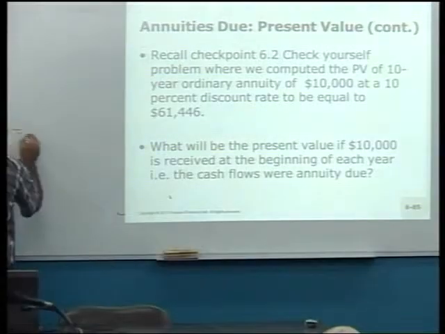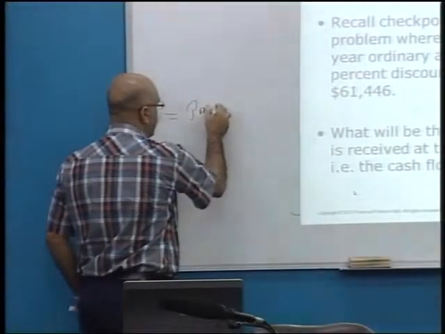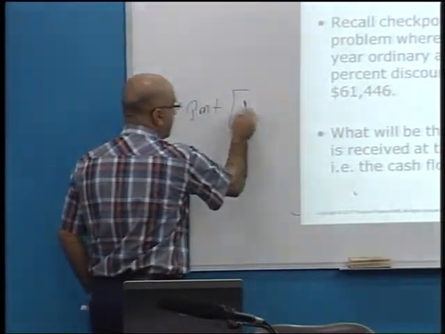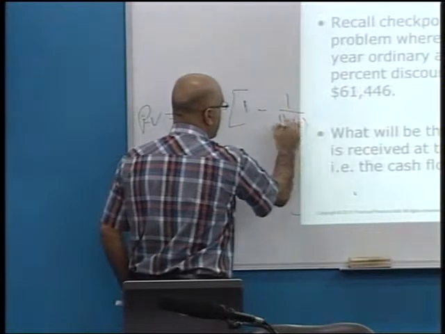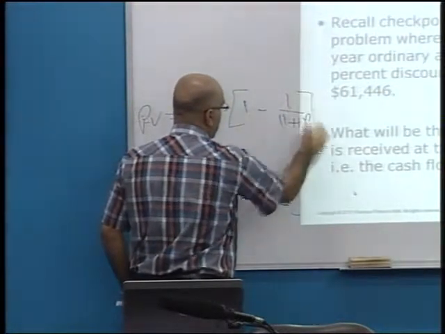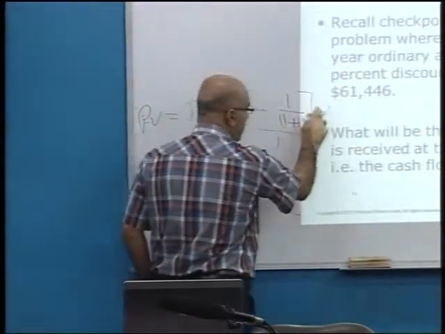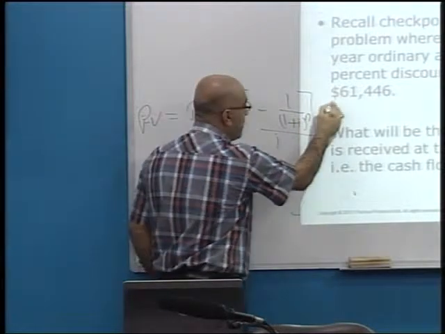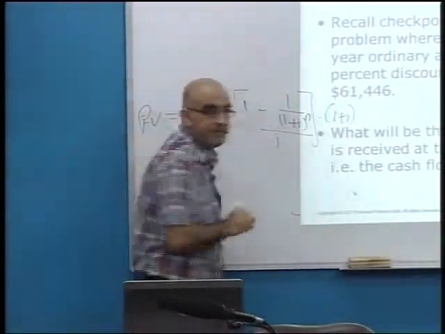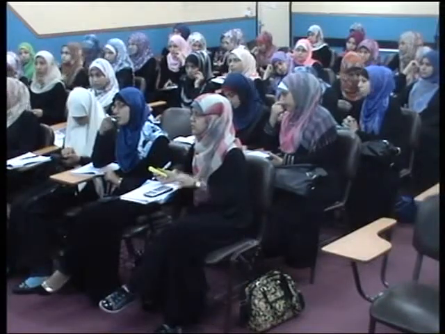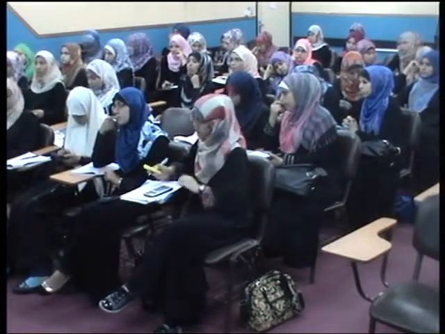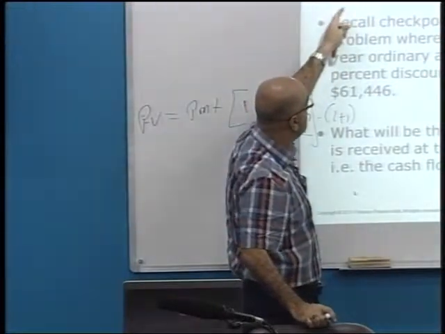It is the payments times 1 minus 1 divided by 1 plus I raised to the power n, divided by I. But don't forget to multiply this by 1 plus I, because this is an annuity due. The question is about annuity due.